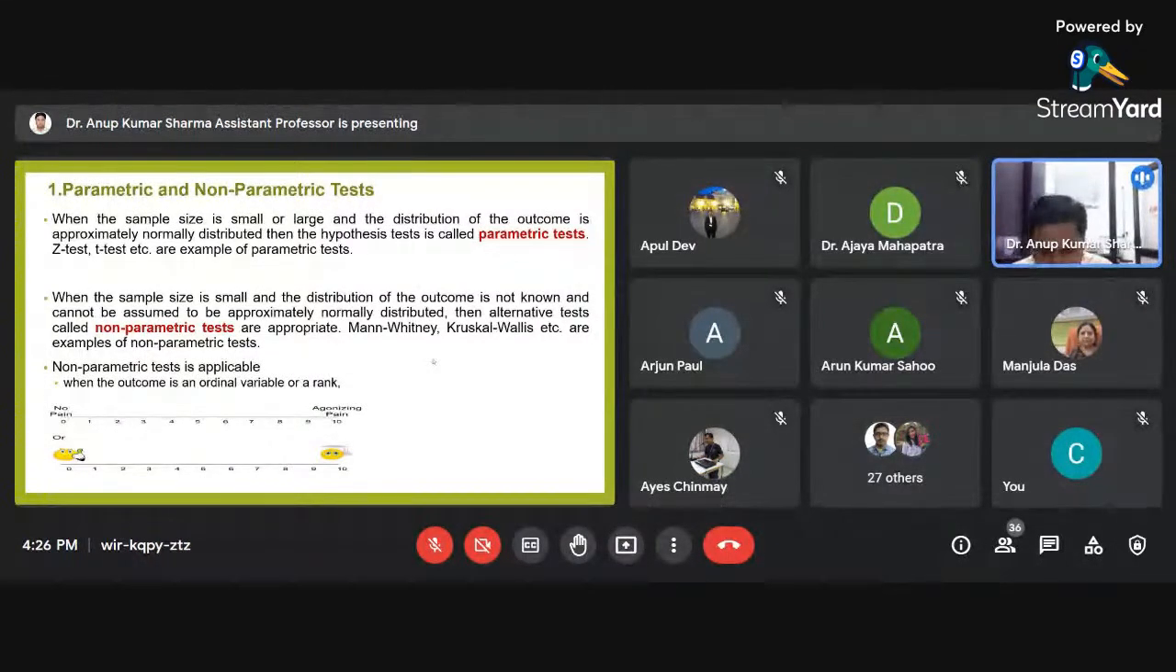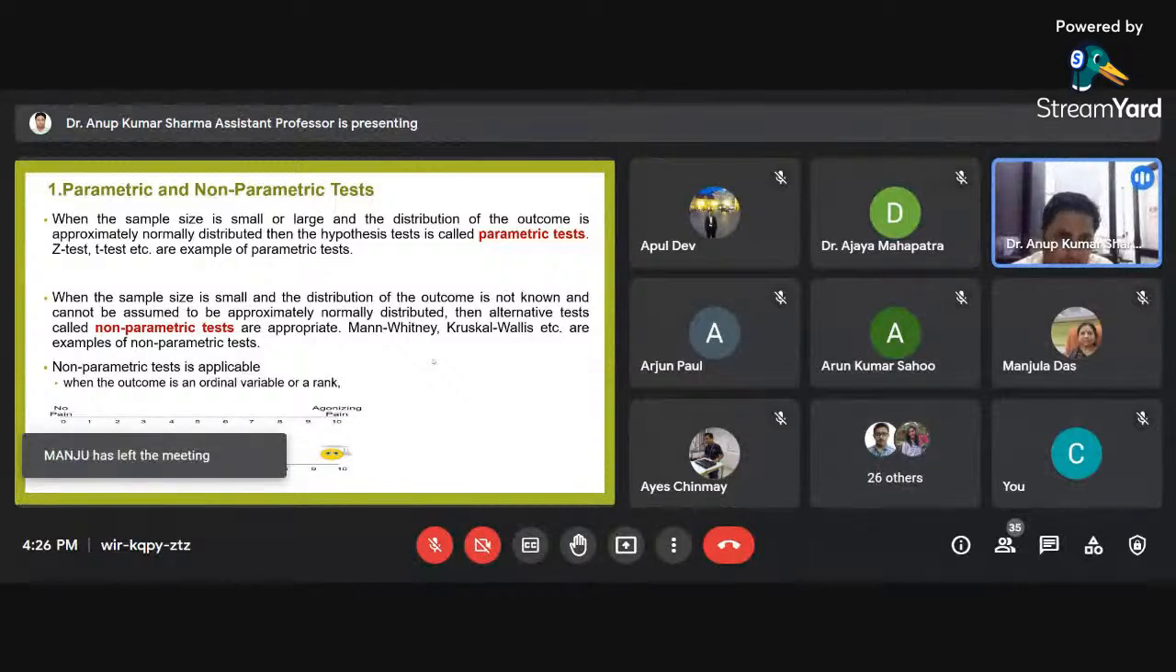When we apply non-parametric tests, we do not consider the mean, variance, or standard deviation. We consider the median and ranks. Non-parametric tests are applicable when the outcome is an ordinal variable or ranks. Ordinal means categories like true, false, male, female, or low, high, medium, mild, such types. One figure is there, from no pain to agonizing pain.